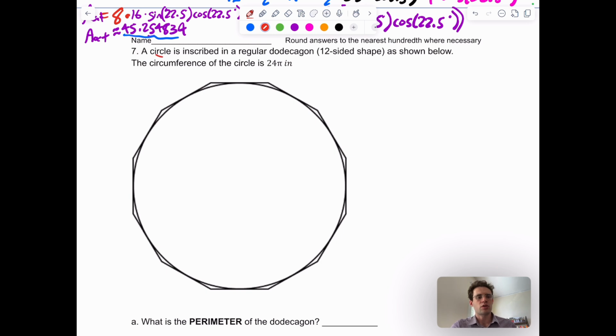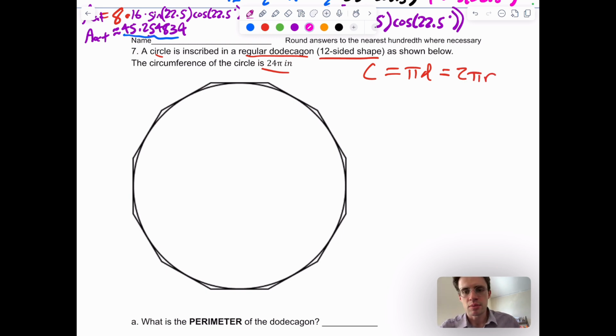It says a circle is inscribed in a regular dodecagon. So the circle is inside of the polygon this time. A dodecagon has 12 sides as shown. The circumference of the circle is 24 pi inches. So we know that the formula for the circumference is pi times diameter, or you could also write it as 2 times pi times the radius, right? 2 times the radius is the diameter.